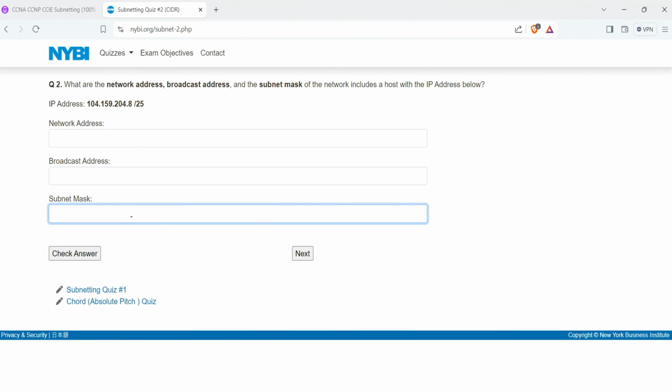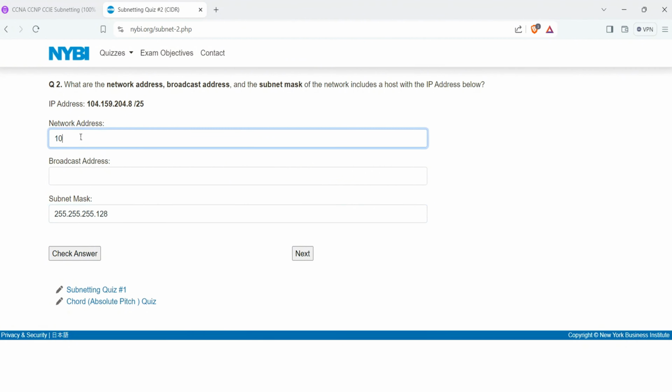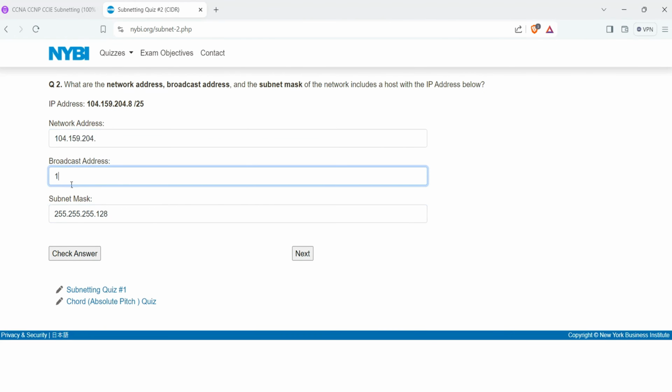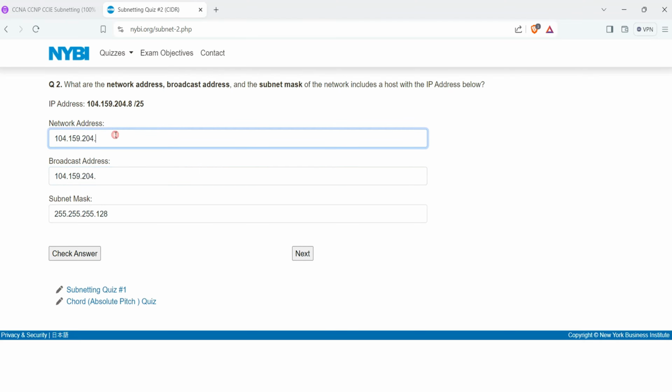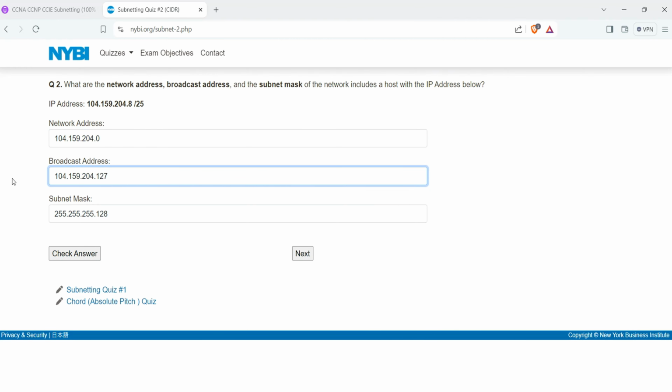Next, how do I get 25? 255, 255, 255 is 24 bits. And then I need one more bit, which is 128. Now, the first three octets are 104.159.204 dot. But the eight, oh, the jump start is 128. So 0, 128, 256. All right. So the eight falls between 0 and what? And 128. So 0 is a network ID. And the broadcast is what? 127. And check answer.